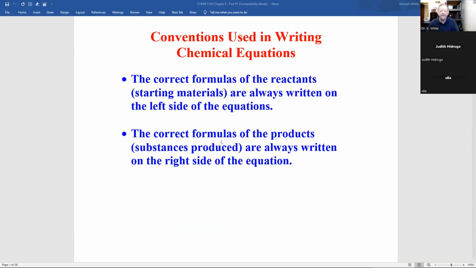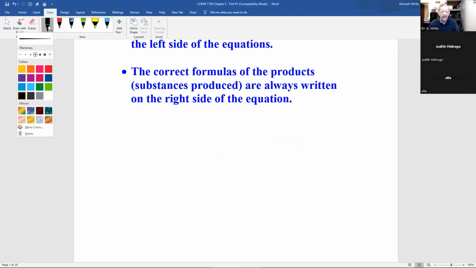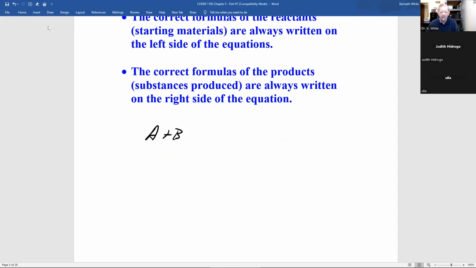Now, the next slide and the one after it are going to have some important concepts. I will never ask what are the conventions used in writing chemical equations, but you should be familiar with this because it's important. All right, when you write a chemical equation, the correct formulas of the reactants, the starting materials, are always written on the left side of the equation, and the correct formulas of the products are always written on the right side. Let's take a look at this. Let's say I have this chemical equation, and I'm not even going to use any formulas right now. All right, this is a chemical equation, and it says A plus B. That means you mix A and B together. Then you have that arrow, and at the head of the arrow, you make C and D.